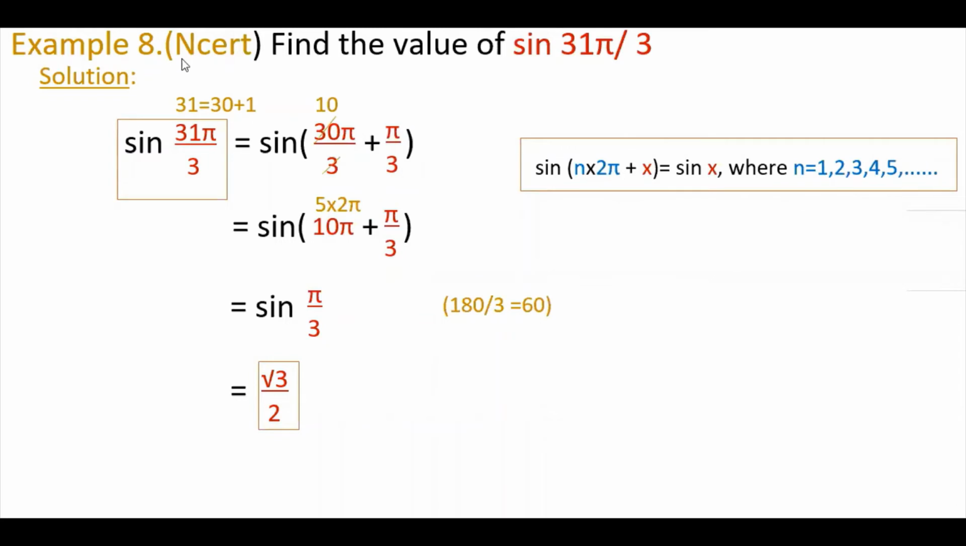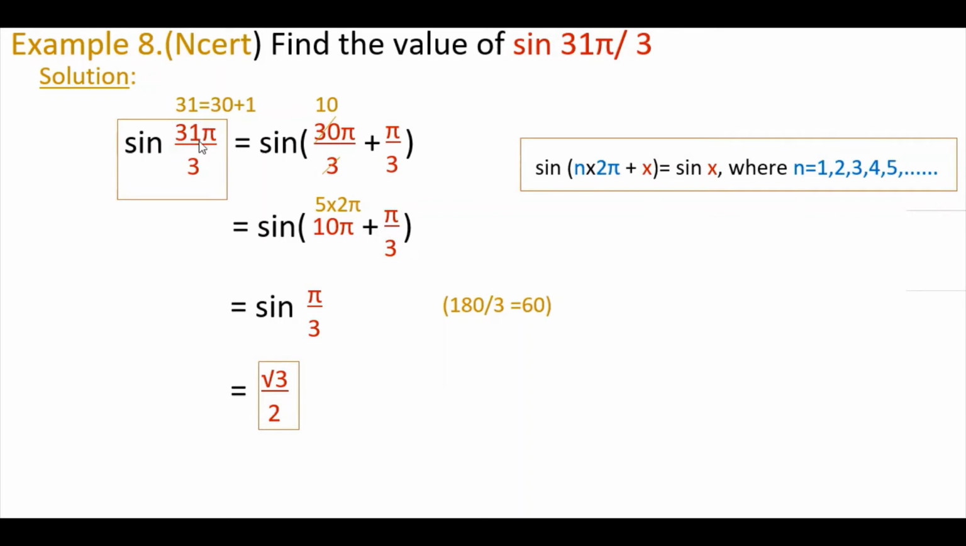This is example 8 from NCERT. Find the value of sin 31π by 3. For this, you can split this angle like this. 31 you can write as 30 plus 1. So sin of 30π by 3 plus pi by 3. So here 3 tens are 30, and this becomes sin of 10π plus pi by 3.